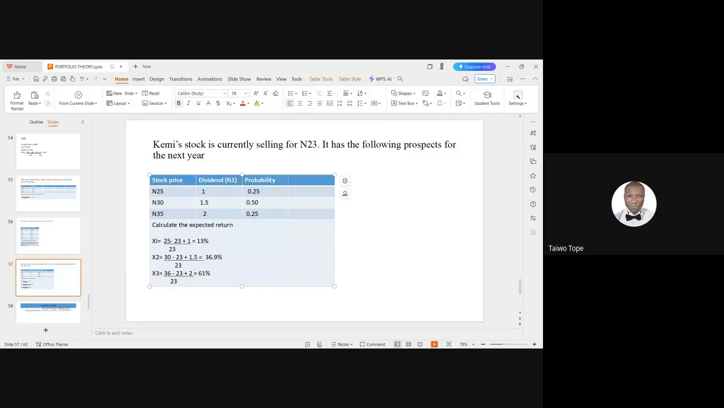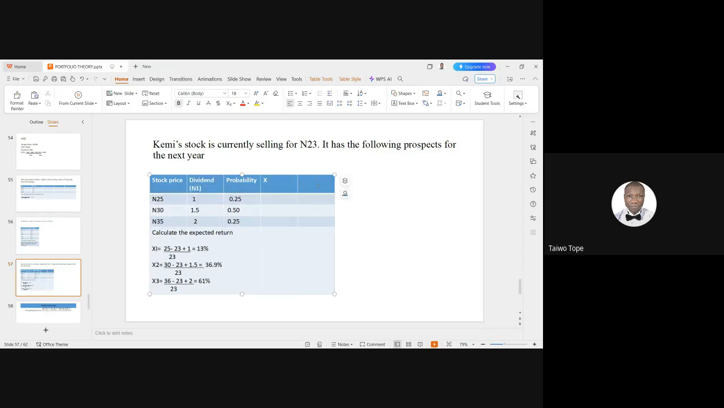Now for us to get our return, the value of P is given, and the value of X is what we've computed. So what will be our PX? When the stock price is 25 naira, our return is 13%. Now our PX will be 0.25 multiplied by 13%. This will give us what?